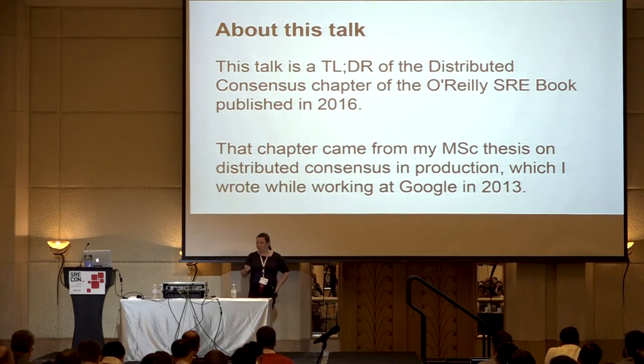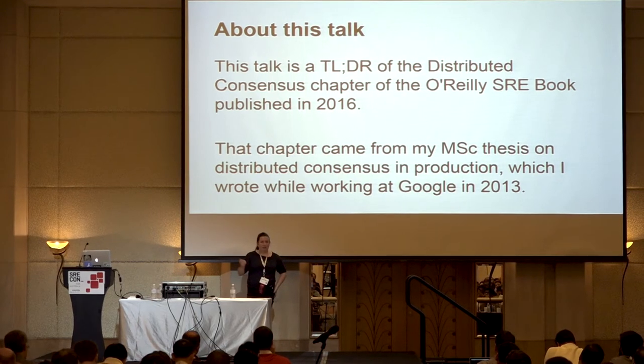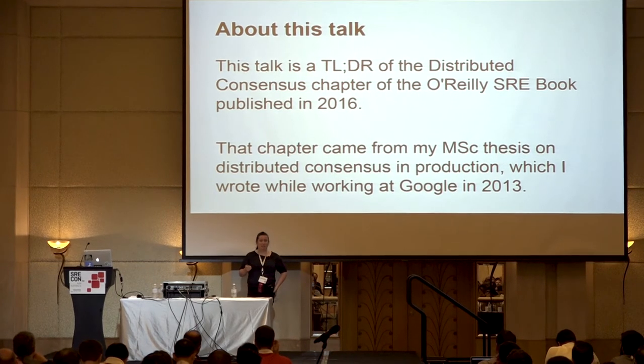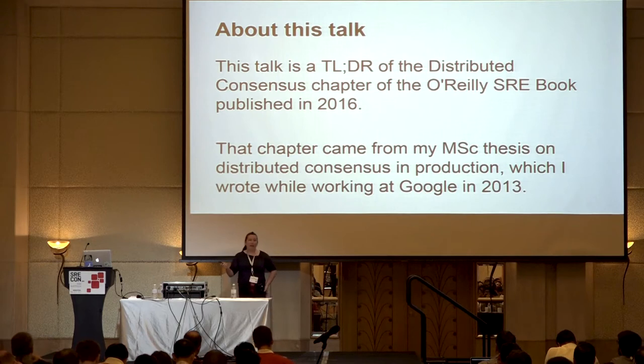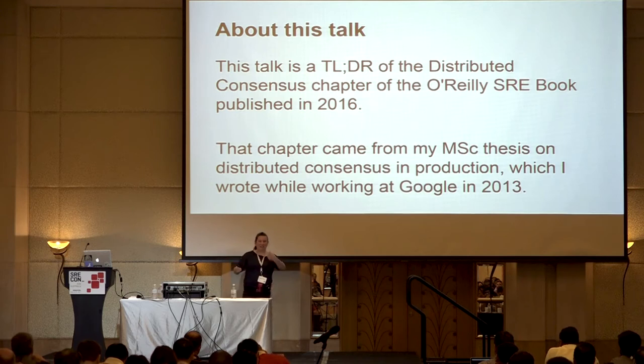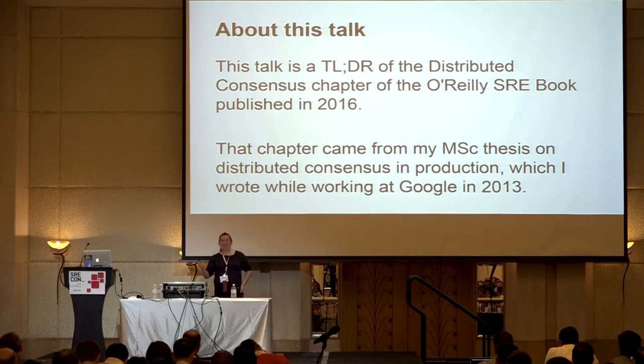There's a lot of really good wisdom in there, and in fact, mostly in the other chapters. But nevertheless, I took my master's thesis and distilled it down into a reasonable O'Reilly book chapter. And that's where chapter 23, Distributed Consensus for Managing State, comes from. And this talk is pretty much that same chapter, but in talk form. So anyone who's read that chapter really closely, you might want to go next door. There's not much new here.